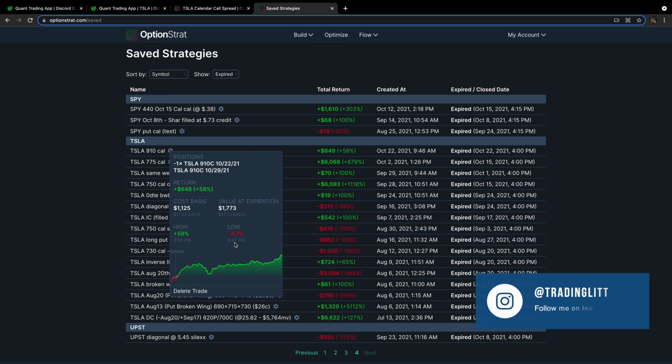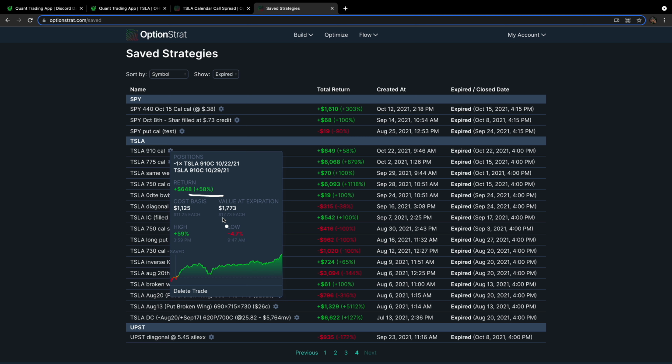You guys can see this is actually when I entered it, and you can see how the P&L performed. It actually only hit a low point of negative 4.7, and that was instantly after entering the trade, but then you can see it was just green the whole way through. If I held all the way until close, the spread was actually up 58%. So I closed the trade when I was up around 25%, which would have been right around here.